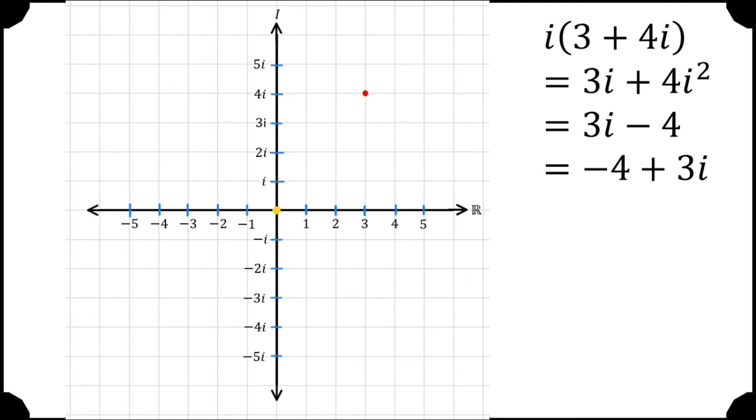So let's plot that. Now, do you spot anything? Probably not. But first, let me draw lines to the origin. Now, do you spot anything? The angle at the origin turns out to be a 90-degree angle. This is a well-known fact that if you multiply any complex number by i on the complex plane, you get a right angle.